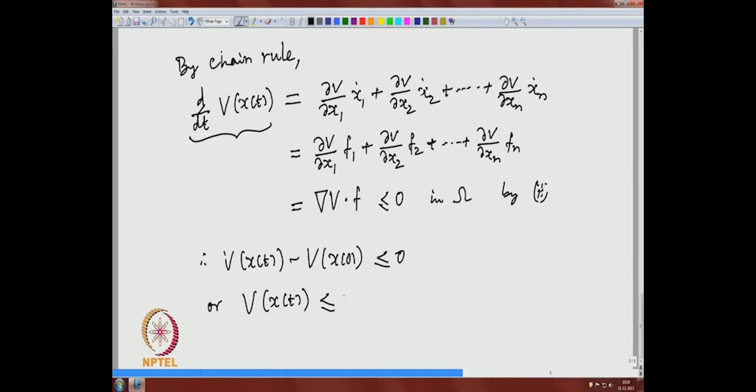is less than or equal to 0 by that integral. So, v of x(t) is less than or equal to v of x(0), and remember x(0) is chosen within that ball of radius delta, and by our choice this is less than m, and this is the minimum on the sphere mod x equal to epsilon. That proves that mod x(t) is less than or equal to epsilon for all t, and that completes the proof.